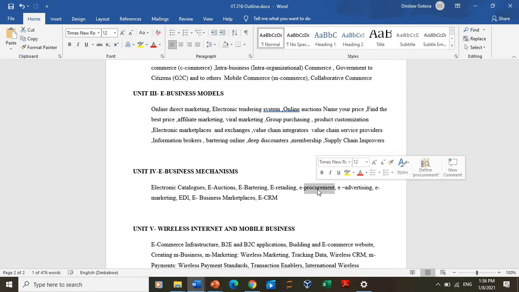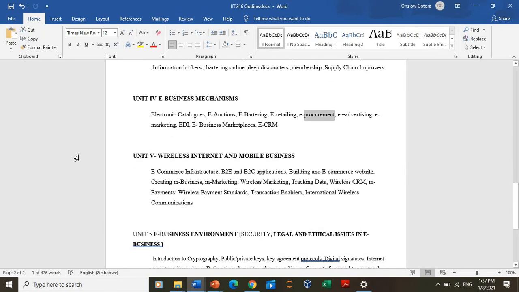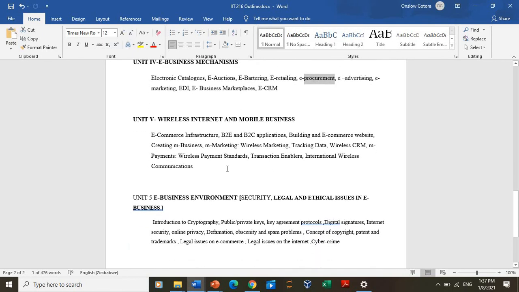Understand how it can be related to Zimbabwe, especially mobile commerce. I'm sure we once discussed examples in our class, and we do look at other examples. So you go and dig deep into that one. And wireless internet in mobile business, e-commerce infrastructure. We looked at the infrastructure, what is required, the data, the networks, whatever. But on this one, we are looking at e-commerce infrastructure.